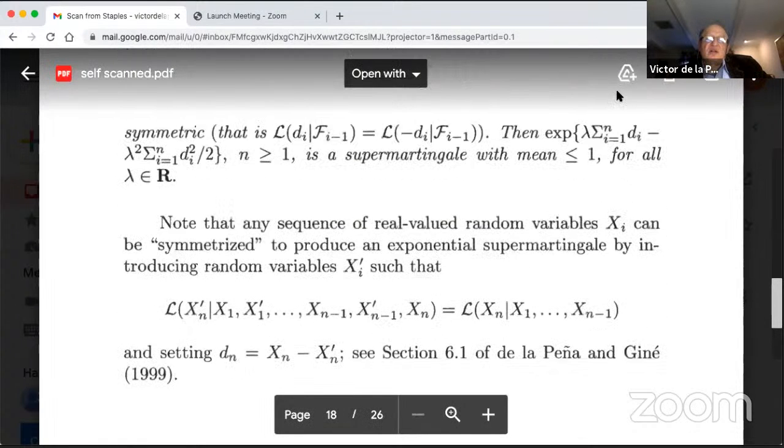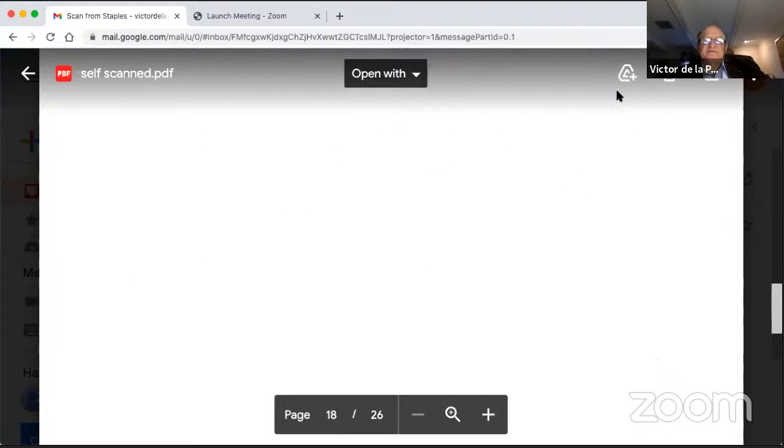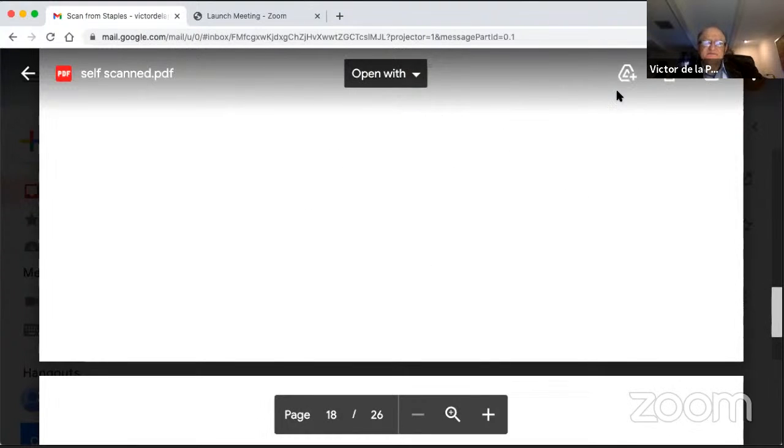Now, this result will be used to extend Kolmogorov's LIL to self-normalization without any moment assumptions. Any questions?